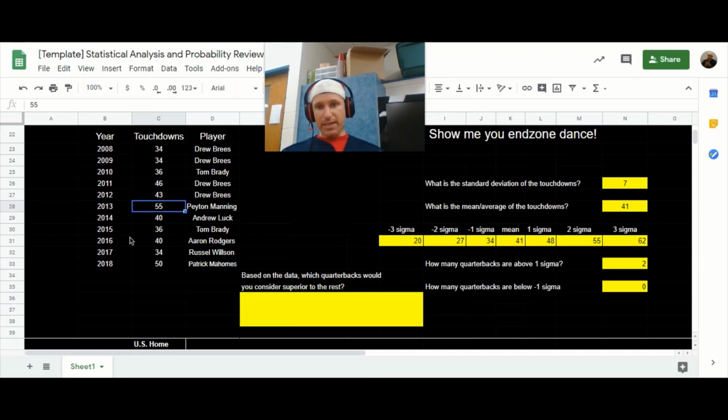Pretty sure he won the MVP. I think they went to the Super Bowl. That was the year he was with the Broncos. Yeah, that's pretty good. So I'd say Peyton is borderline an outlier. Not really. In accordance, or according to this data set.